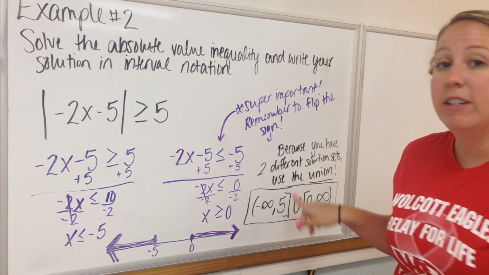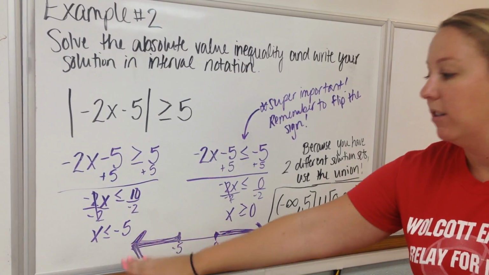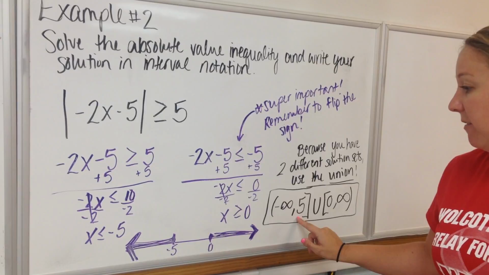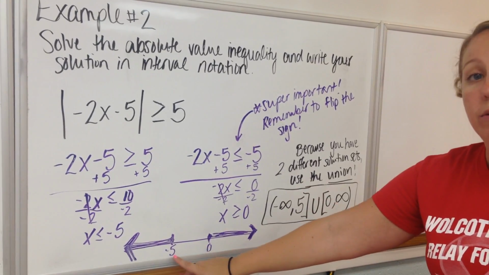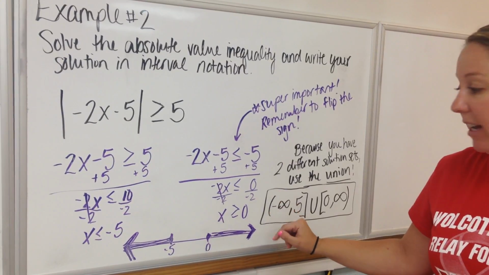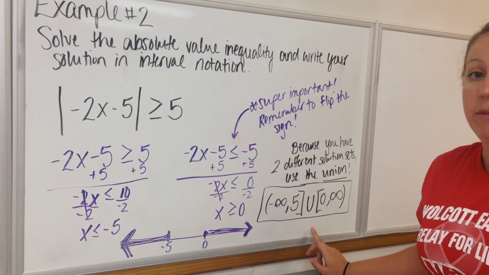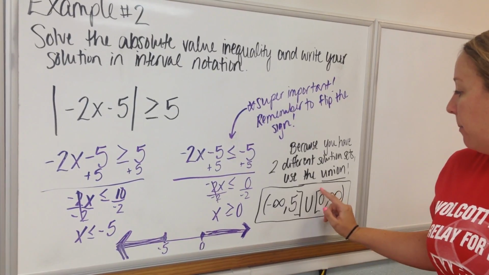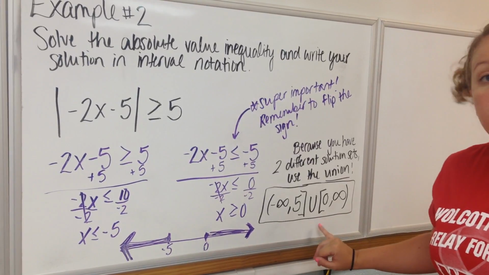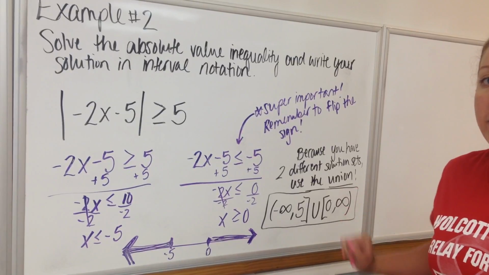Because you have two different solution sets, we're going to use the union sign here. You're going to write the solution set as parentheses, negative infinity to negative 5 with a bracket. Your closed circle means a bracket, and anytime you have an infinity, negative or positive, you use a parenthesis. Union, which we talked a little bit about last lesson, bracket 0 to positive infinity with a parenthesis. Again, 0 has a closed circle, so you have a bracket, and anytime you have an infinity, you have a parenthesis.